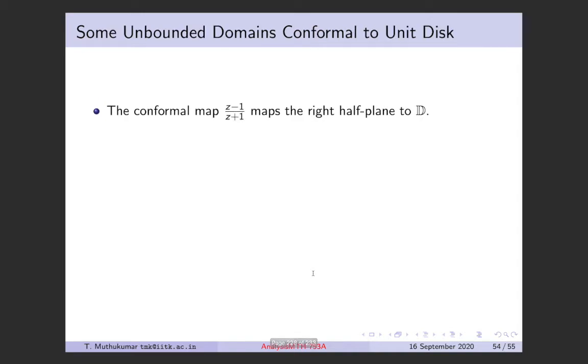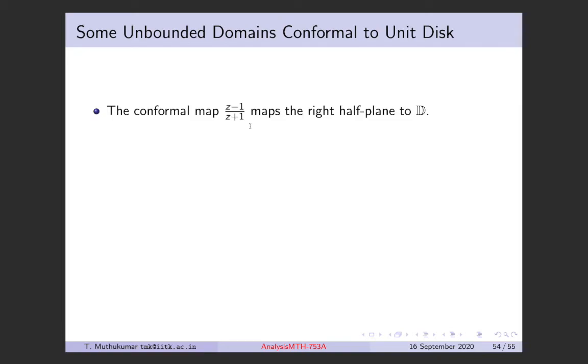Okay. So now I'm giving some examples of conformal maps between some proper subsets of C and the unit disk. For instance, this is a conformal map which maps the right half plane to the unit disk. So you see this is an unbounded subset of C. The right half plane is unbounded. Right half plane means that the real part is strictly positive. So the right half plane is mapped to the unit disk. This is a conformal map. How do you find this conformal map? You can actually fix it uniquely.